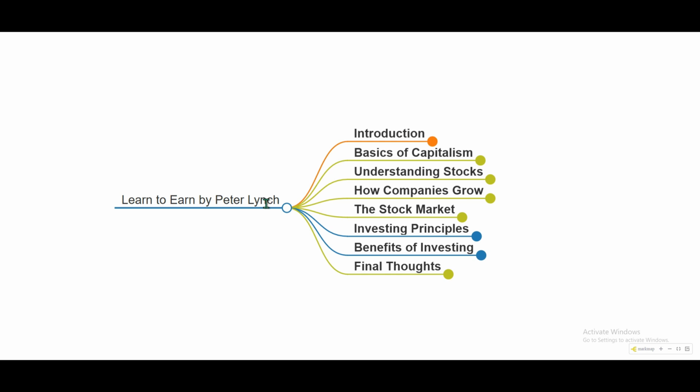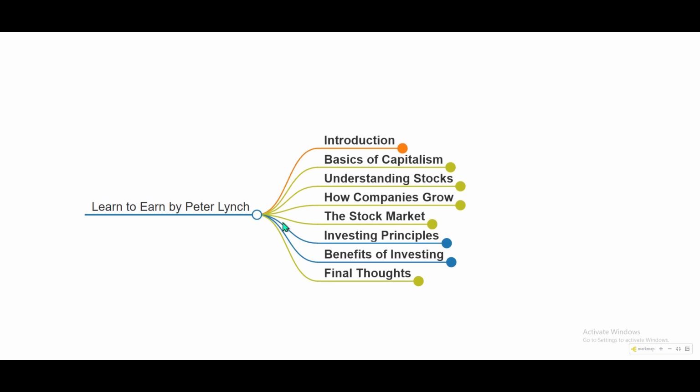So today we are going to see the summary of one of his famous books, named Learn to Earn, using an interactive mind map. So first of all, what is the introduction of the book? Then basics of capitalism, understanding stocks, how companies grow. Then the author tells us about the stock market. Then the book deals with investing principles, benefits of investing, and then the final thoughts of the book.